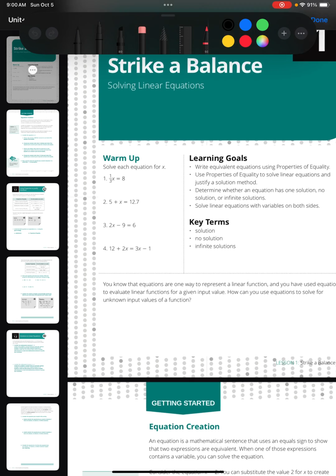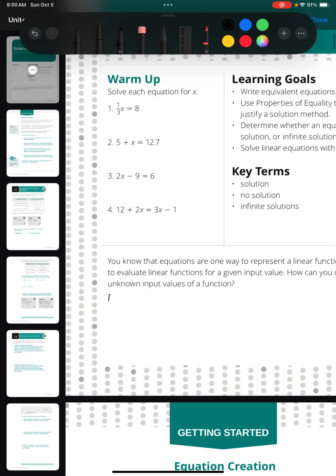So for number 1, we have 1/3 x equals 8. So the inverse property we're going to use here is we're going to multiply by the reciprocal to cancel out the 1/3. So multiplying by 3 over 1. And that leaves us with x equals 24. 8 times 3 divided by 1 doesn't change it, so just 8 times 3 gives you 24.